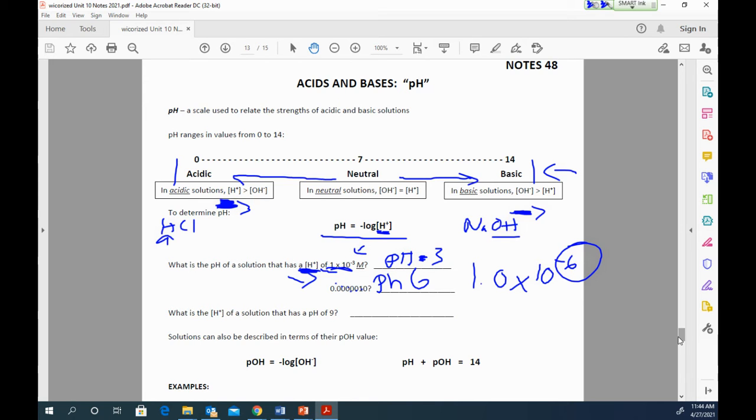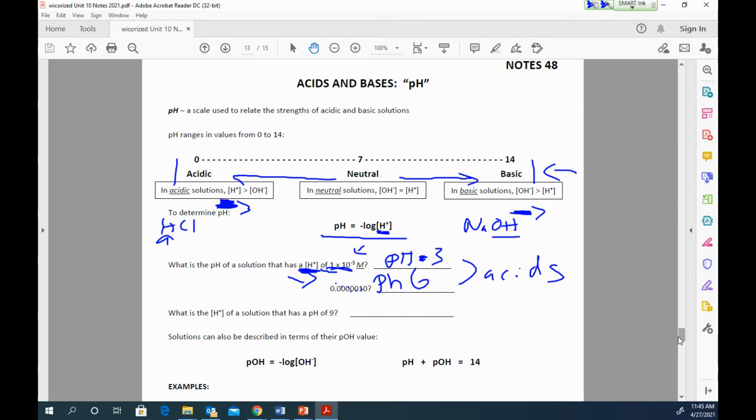Now let's think about whether those are acids or bases. Well, anything under a 7 is an acid. So this is a 3 and a 6. So these are both acids based on their pH. They both have more H plus ions in them than they do OH ions, and they are acidic. Okay, let's do the next one.